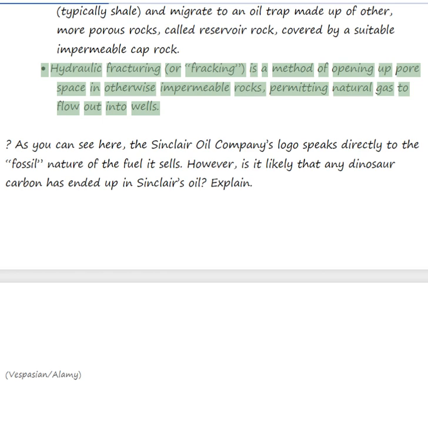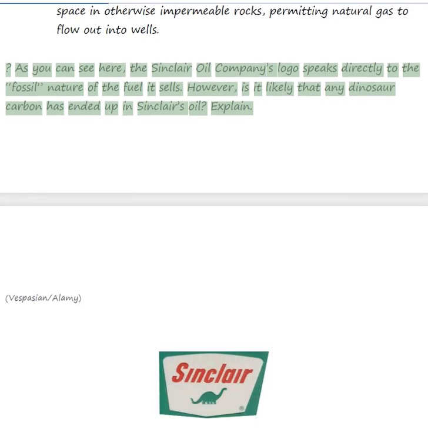As you can see here, the Sinclair Oil Company's logo speaks directly to the fossil nature of the fuel it sells. However, is it likely that any dinosaur carbon has ended up in Sinclair's oil? Explain.